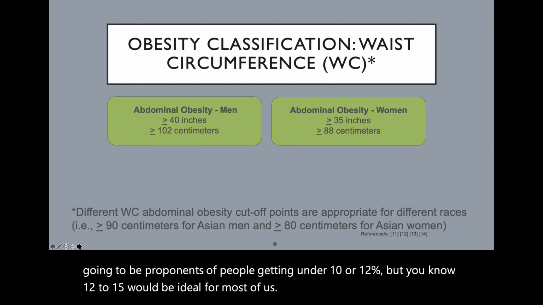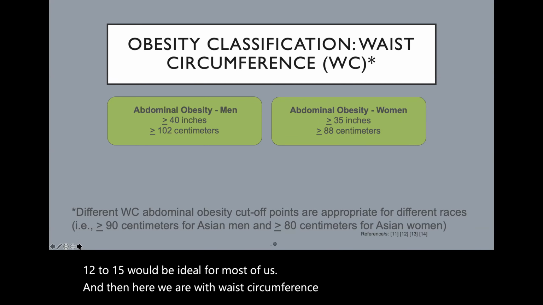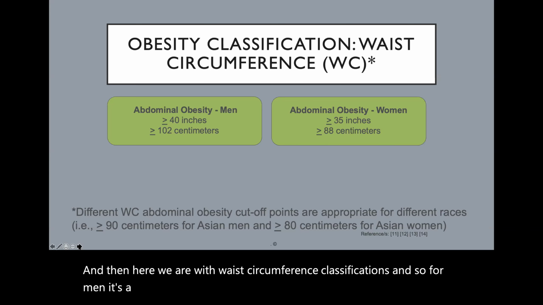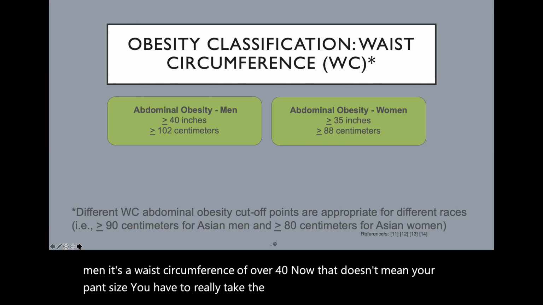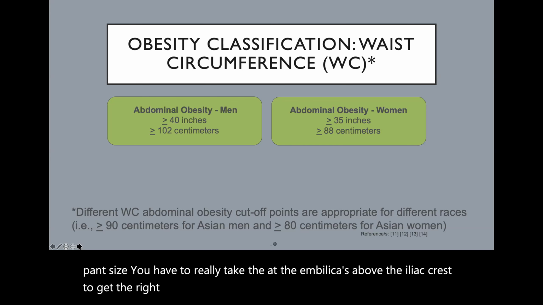And then here we are with waist circumference classifications. For men, it's a waist circumference of over 40. Now that doesn't mean your pant size. You have to really take the measurement at the umbilicus above the iliac crest to get the right one, because you know how people's bellies develop over time.